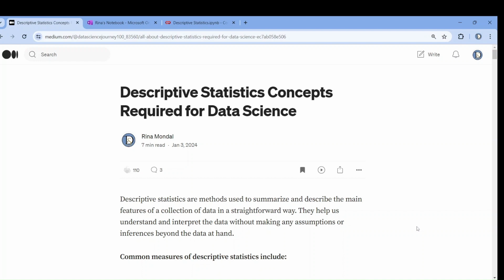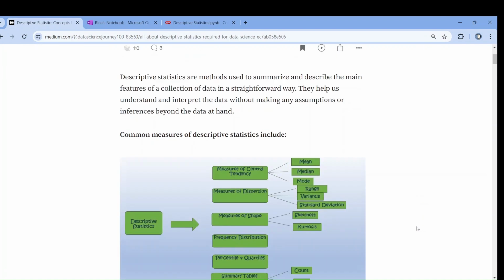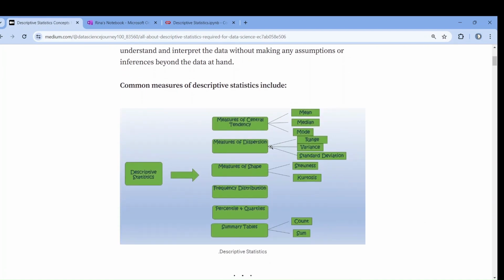Okay, so today we are going to learn about descriptive statistics. See here, there are a total of six types of measurements that come under descriptive statistics. First one is measures of central tendency, then measures of dispersion, measures of shape, frequency distribution, percentile and quartile. Next one is summary tables. Okay. Now first, how can we calculate the central tendency? By mean value, median value, mode value. Let's understand all these things in detail.